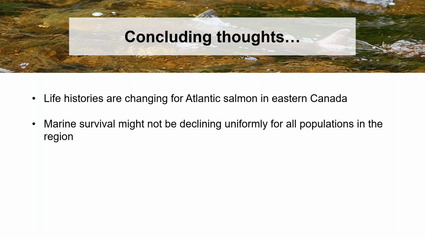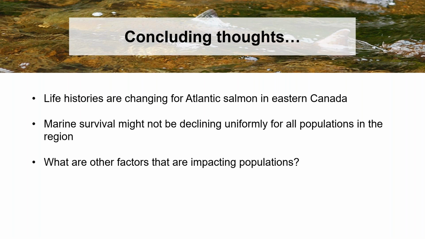The other thought is that marine survival might not be declining uniformly for all populations in the region, at least not since the early 90s. And it also prompts you to think, okay, there's this big idea that marine survival is one of the main reasons, or one of the important reasons why salmon have been declining, and it probably is. But what are the other factors that are impacting populations? And especially, what interested me, what are the other factors of oceanic conditions that are impacting populations? Because it's very likely that ocean conditions are not just being manifested in population dynamics of Atlantic salmon via just survival, and there could be some other non-lethal effects.